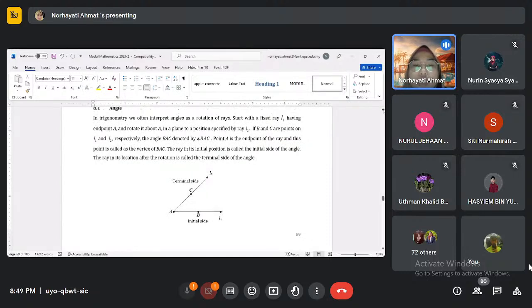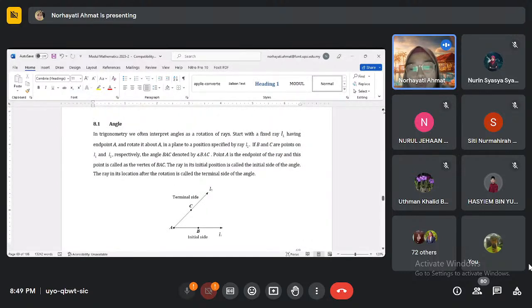Okay, kita akan belajar macam mana untuk dapatkan sudut. This is very basic, so this is kind of revision. You dah belajar dekat sekolah dulu. So what is an angle? In trigonometry, we often interpret angles as a rotation of rays.